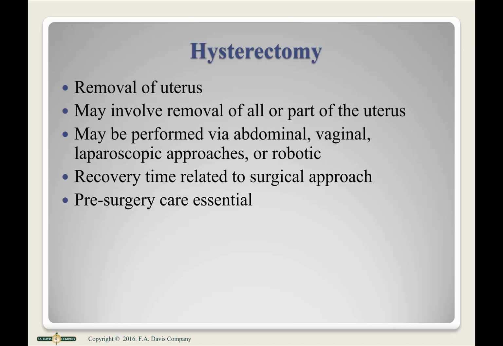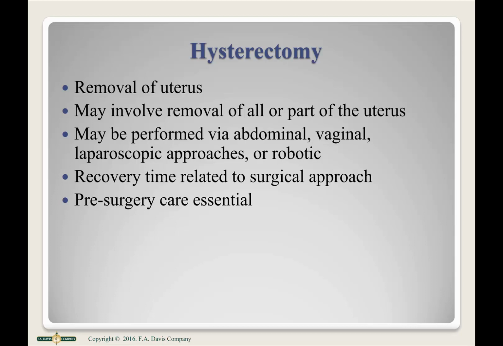A hysterectomy is the removal of the uterus. Usually when they do a hysterectomy, they take the whole uterus and cervix, especially if it's cancer or malignancy related. They take everything and possibly even the ovaries during the hysterectomy. But they can maybe only take part of the uterus, like the top part, and leave the lower segment and the cervix.